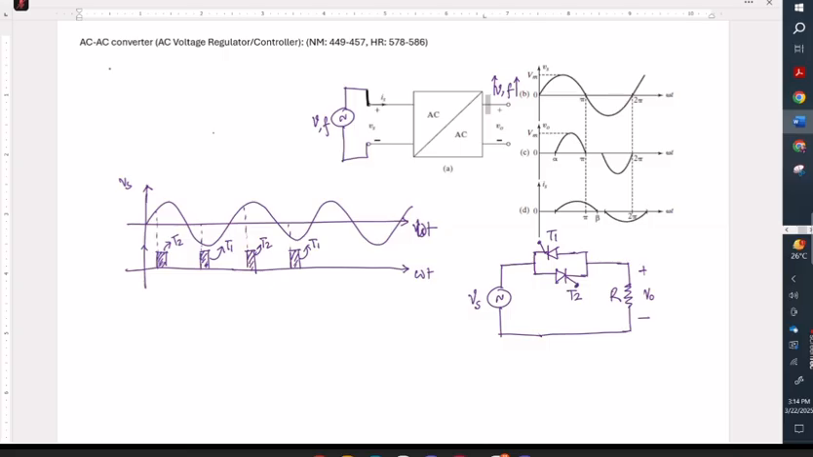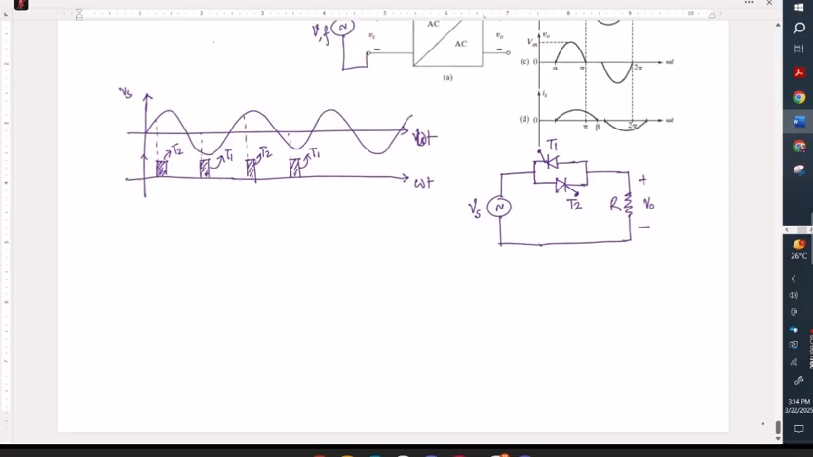So now, what will happen here is that we have omega t, and we are trying to get the output voltage. So this is my V naught. Until you provide a gate pulse to T2, T2 will not be turned on. So your output voltage should be 0. So from this point, your output voltage should be 0.